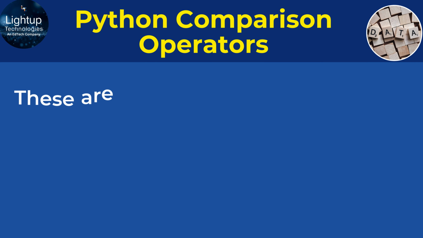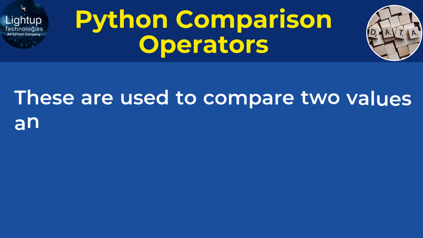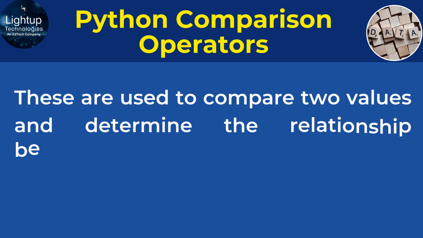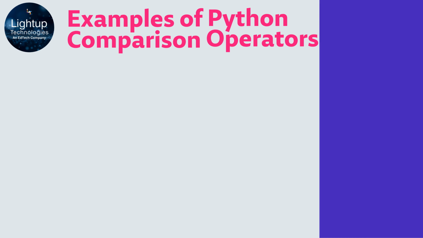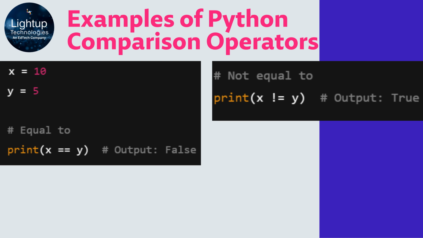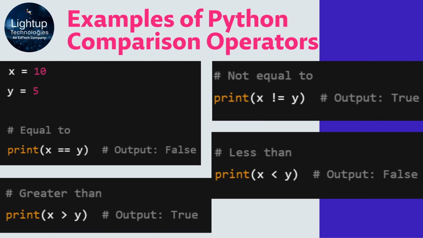Now, let's move on to comparison operators. These are used to compare two values and determine the relationship between them. They return Boolean values, true or false. Comparison operators are particularly useful in conditional statements like if, elif, and else, allowing us to control the flow of the program based on whether a condition is met.